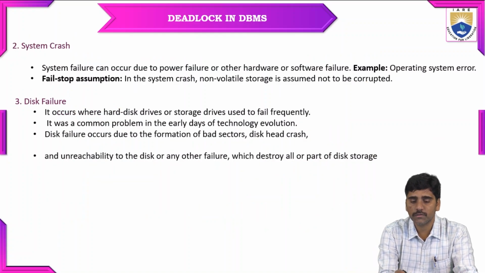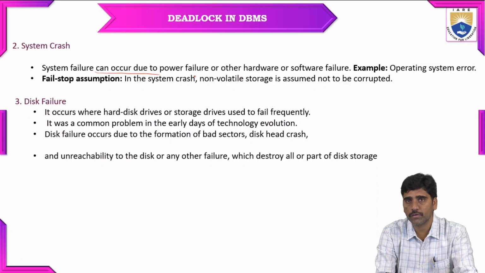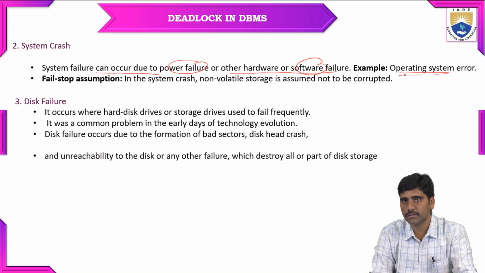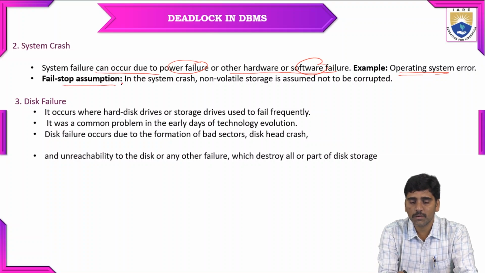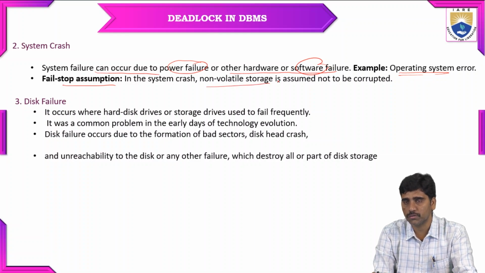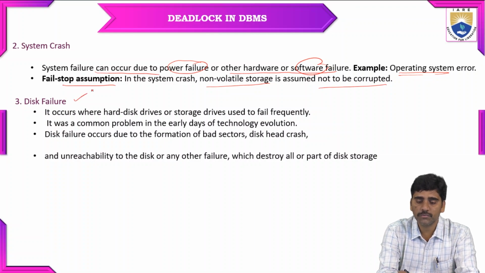System crash. System failure can occur due to power failure or other hardware or software failure. For example, an operating system error. If any configuration settings are changed, or if any operating system services are destroyed, at that moment the system automatically crashes. And there is a fail-stop assumption: in a system crash, non-volatile storage is assumed not to be corrupted.